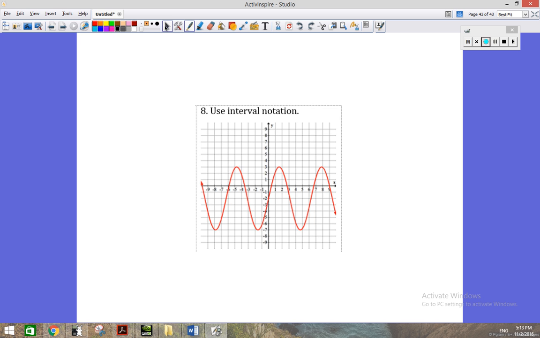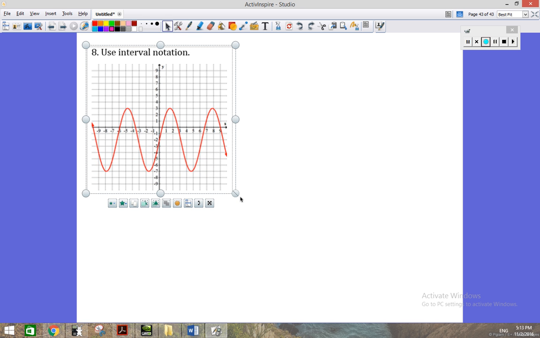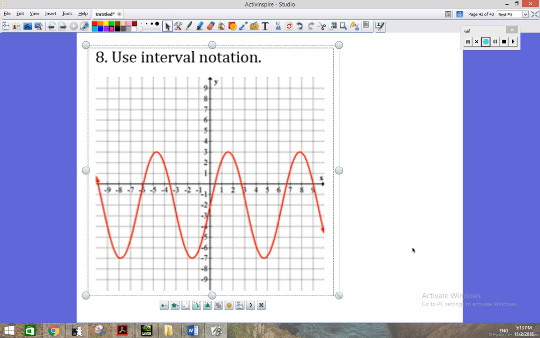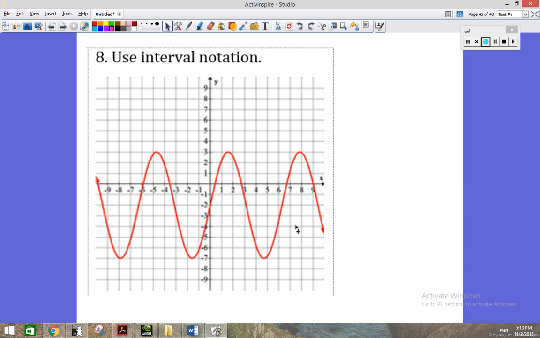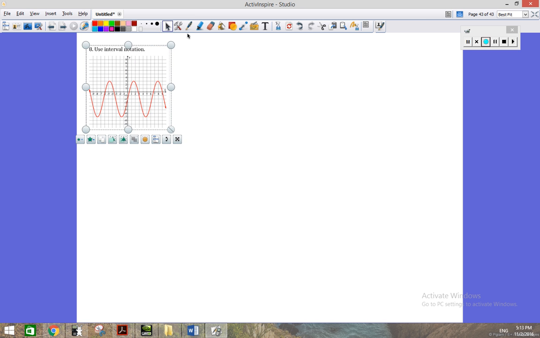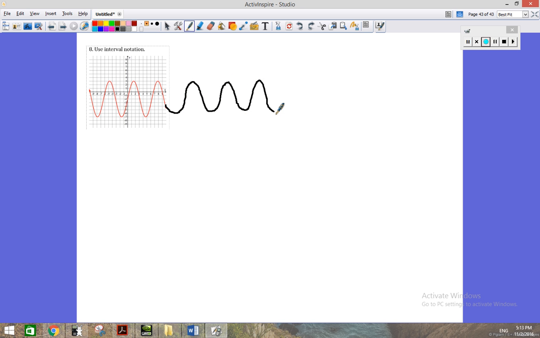Now, here we have a sinusoidal graph, and this wave pattern continues. We're to assume that it continues. So if this wave continues, if this guy is continuing to be a wave, it's continuing forever. So the x's are just getting bigger and bigger and bigger. So I know that x is going towards positive infinity.